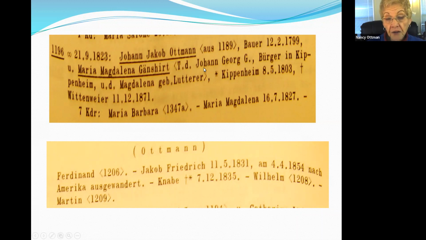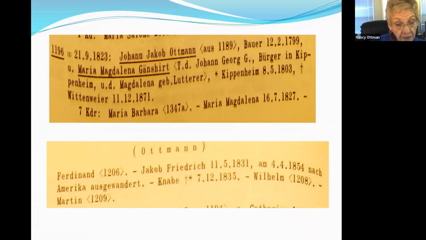She was the daughter of Johann George G., who is a citizen in Kuppenheim, and he was married to Magdalena Luther. Maria Magdalena Ganschert was born in Kuppenheim, May the 8th, 1803, and she died in Wittenweier on December the 11th, 1871. And yes, that is my great-great-grandfather.